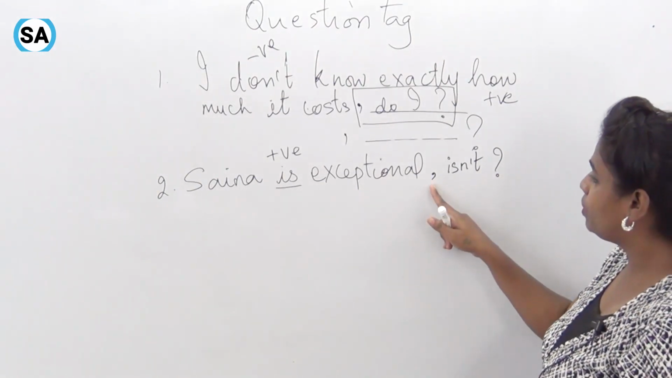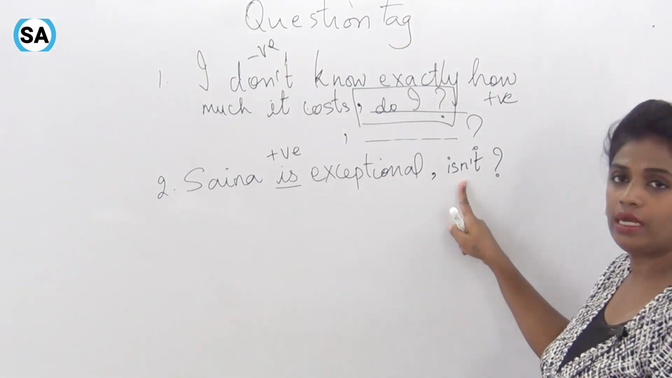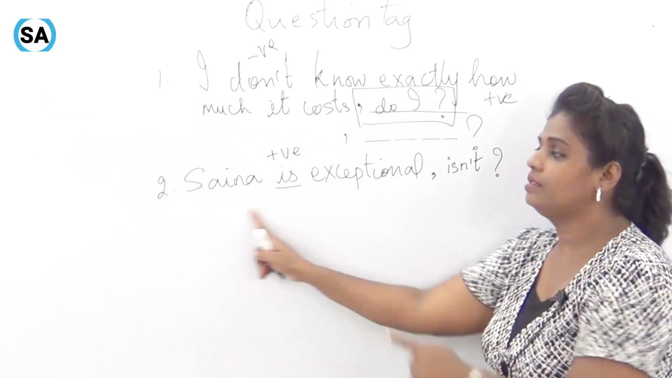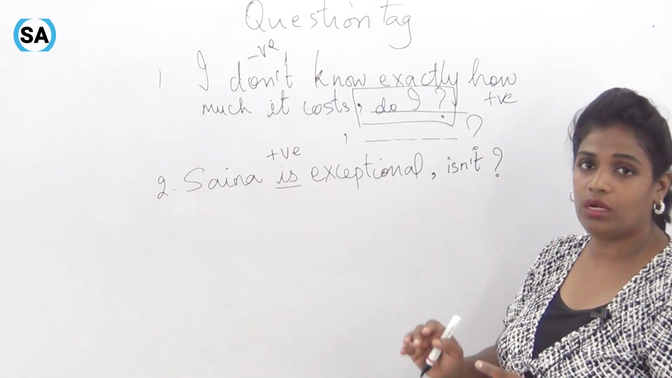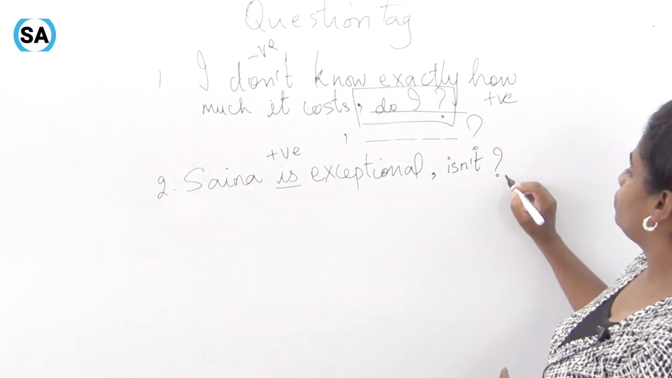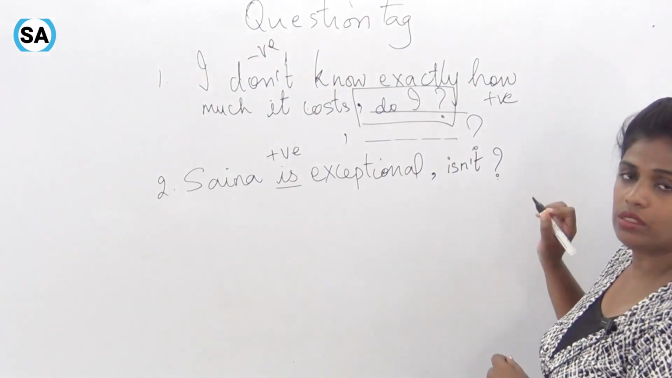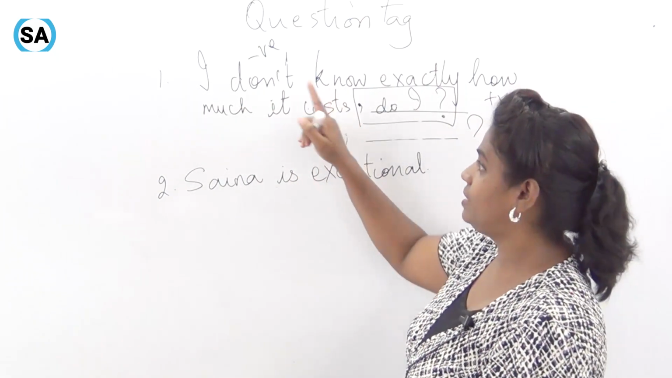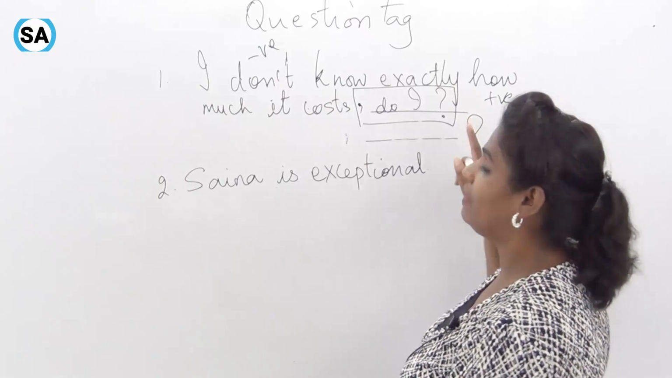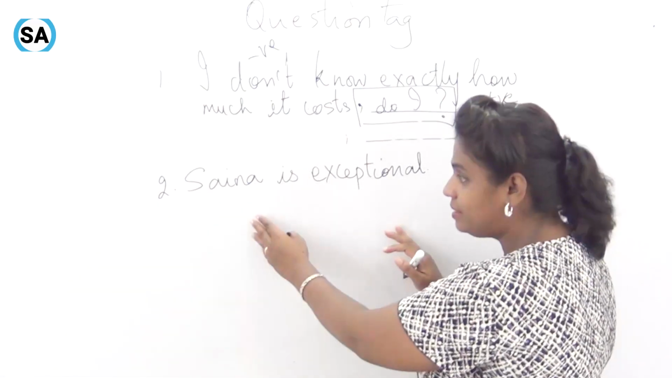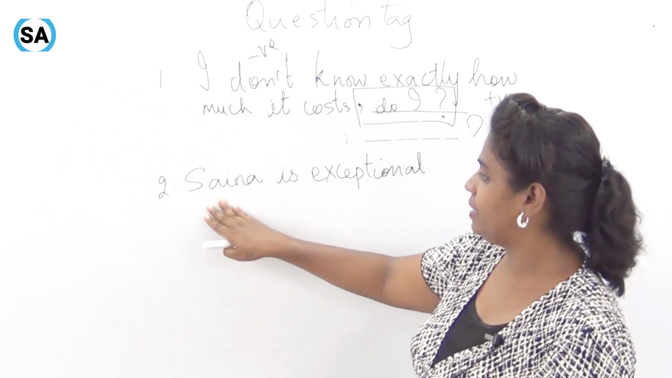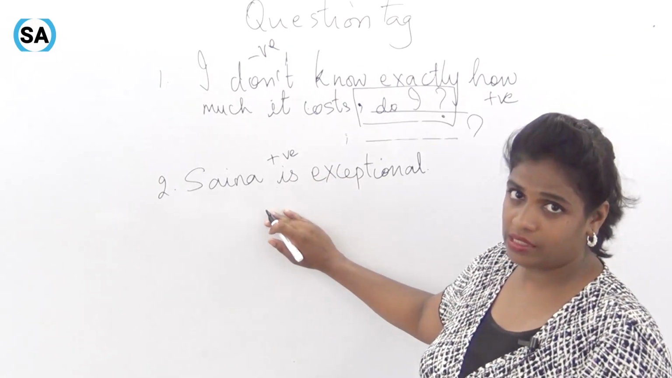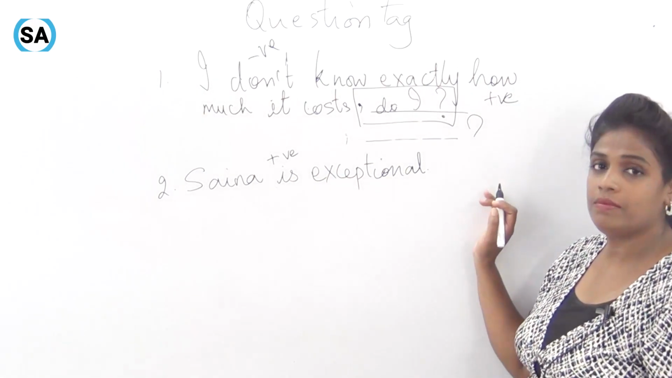If you put a question mark and then you put the negative or positive word but you don't put a question mark here, then your entire sentence is not valid. It is not valid under question tag. So it is necessary to put a question mark. Now we saw the first sentence which is negative here and positive at the question tag. The second sentence, Saina is exceptional, is positive. If a sentence is positive, our question tag becomes negative.